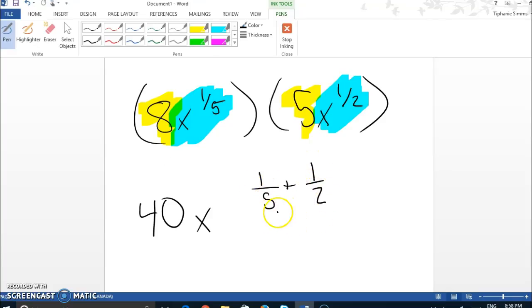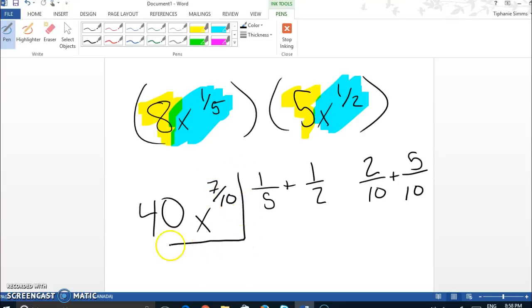But they're fractions, and we can't add fractions unless we make some equivalent fractions with the LCD. The LCD here is 10. 5 times 2 is 10, so 1 times 2 is 2. 2 times 5 is 10, so 1 times 5 is 5. Now we can add the numerators, so we're going to get 7 over 10. That's going to be our final answer there. Make sure always to double check that your fraction is in lowest terms.